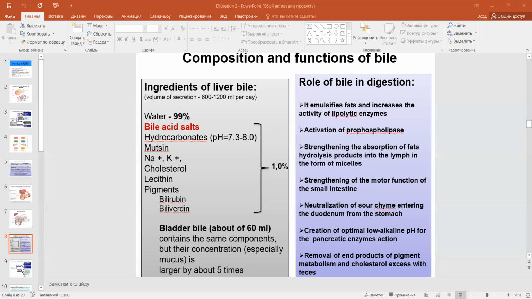And the last function is the phagocytic function of the Kupffer cells of the liver. They are capable of phagocytosis of destroyed erythrocytes, leukocytes, and even bacteria in the case of blood contamination.